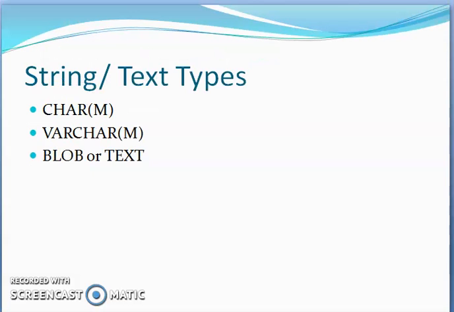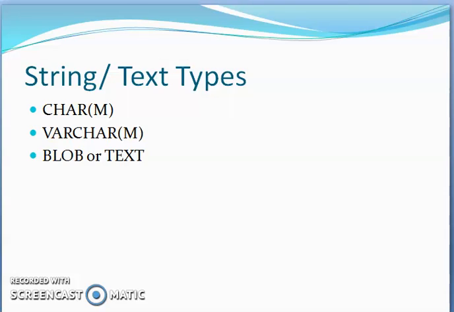Next one is string text data type. There are three types: char, varchar, blob or text. Char means a fixed length string between 1 to 255 characters in length, right padded with spaces to the specified length when stored. Varchar means a variable length string between 1 and 255 characters in length. Char is fixed length, varchar is variable length.